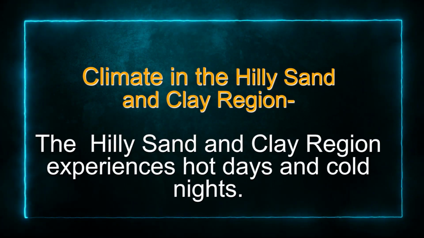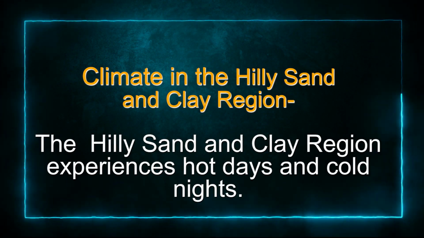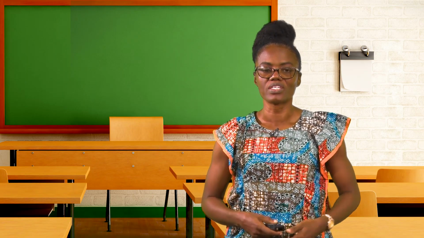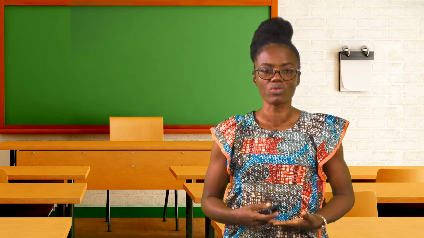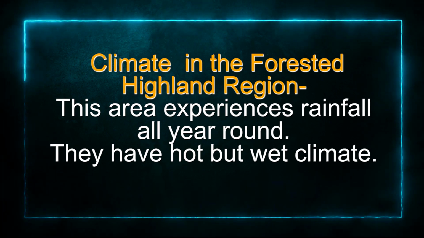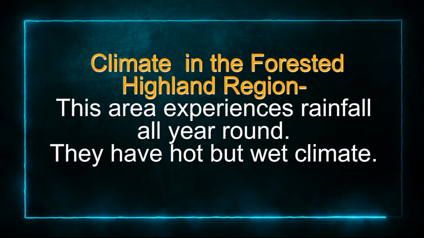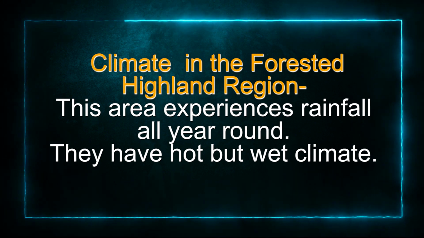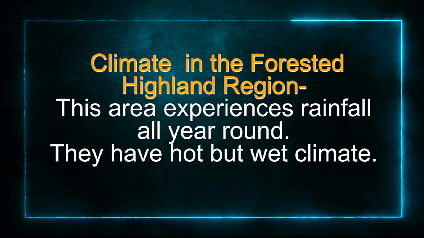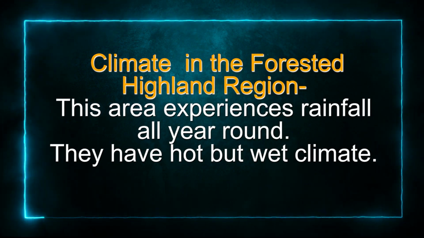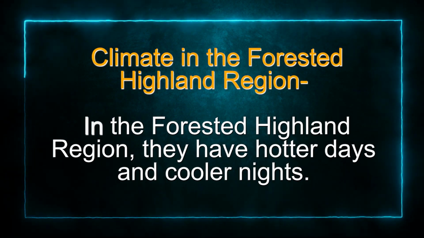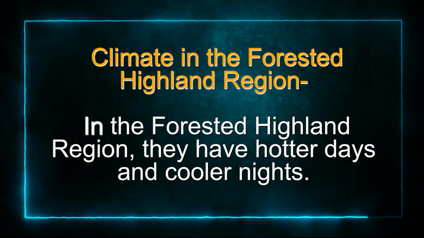Other patterns are hot days and cold nights. So that is what happens in the hilly sand and clay region. The Forested Highland Region, also called the Highland Region, experiences rainfall all year round. So they have a hot, wet climate, meaning that it is hot and wet at the same time. In the Forested Highland Region, they have hotter days and cooler nights.